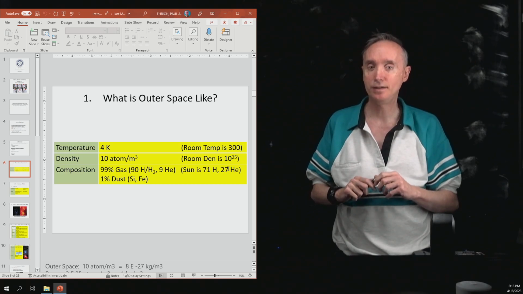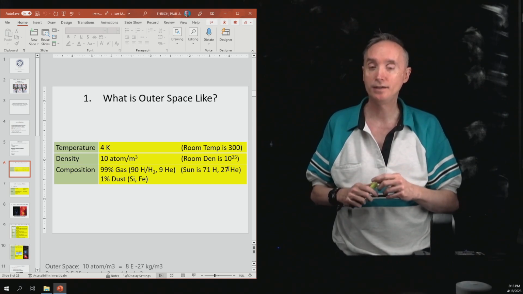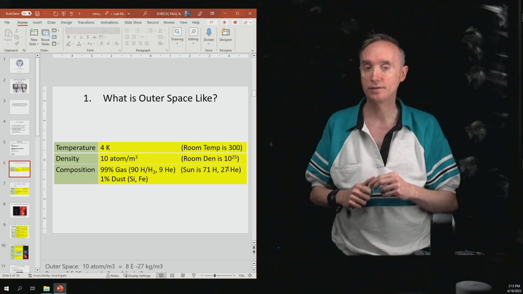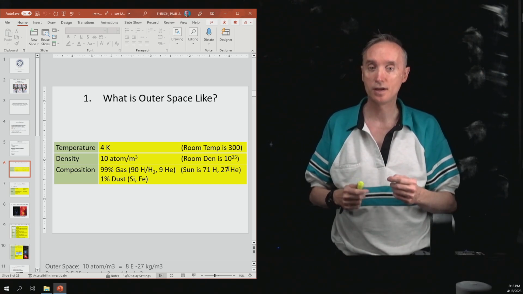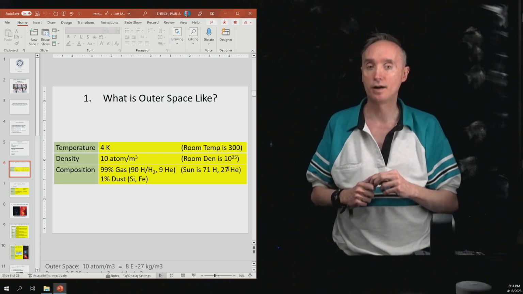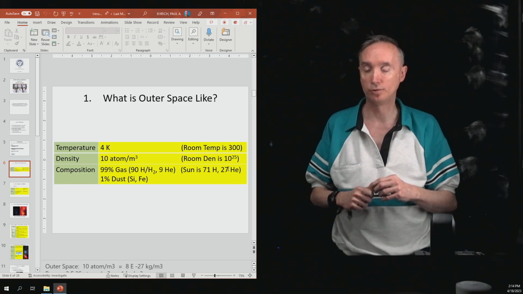So what is outer space composed of? Well, it's going to be 99% gas, and of that 99%, roughly 90% is going to be hydrogen, and then about 9% is going to be helium, and then you're going to have about 1% dust, and that dust is primarily going to be composed of silicon and iron, but there's going to be all of the other elements in the periodic table in outer space as well.